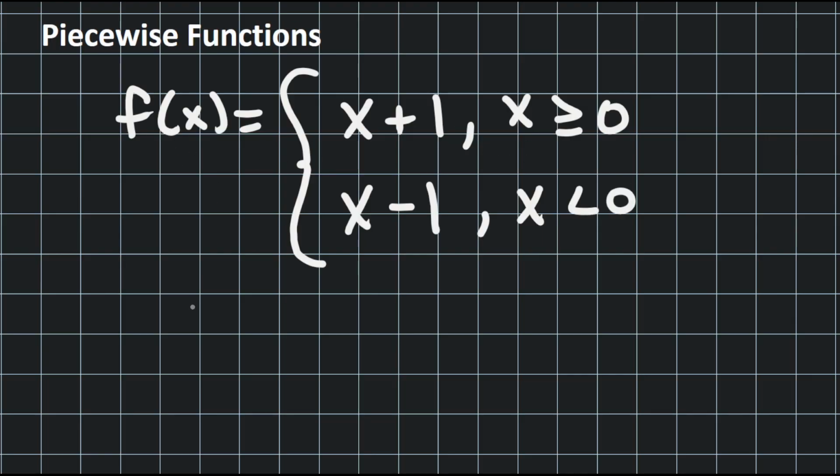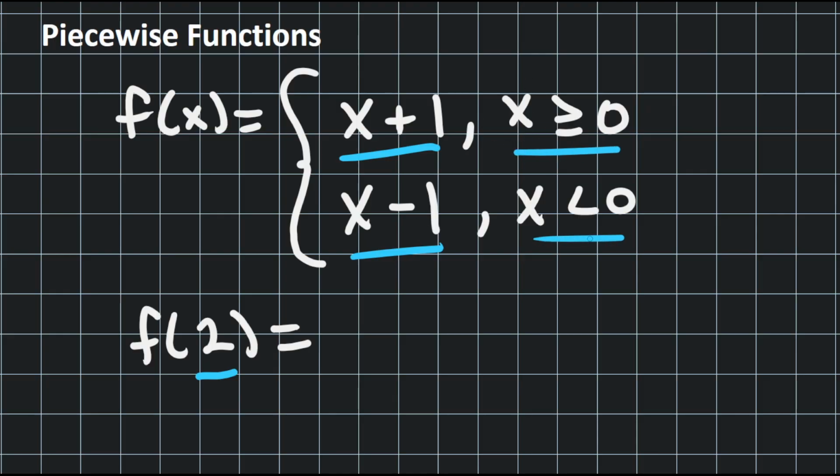Okay, so now let's try to evaluate this piecewise function at certain inputs. Let's try to find f of 2 for this piecewise function. So f of 2, okay. If I want to evaluate f of 2, my very first step is I have to decide which formula to use. Am I going to use x plus 1 or x minus 1? And that depends on where the domain falls. Is x greater than or equal to 0, or is x less than 0?